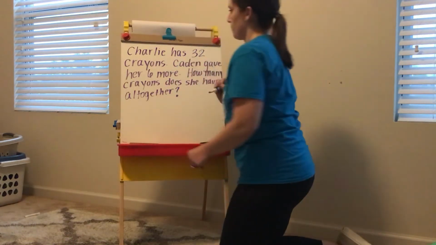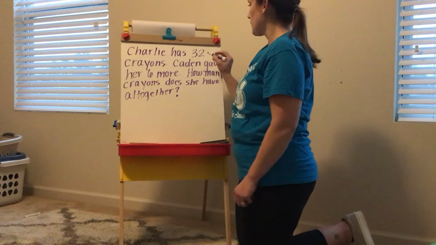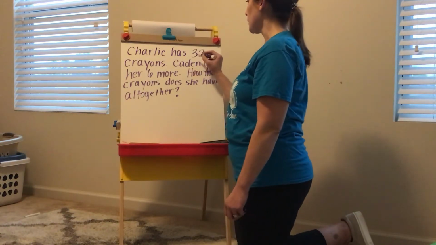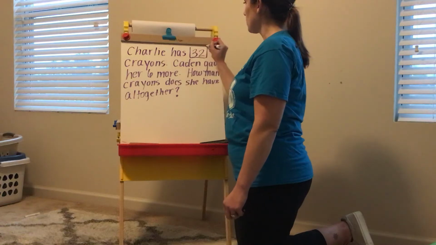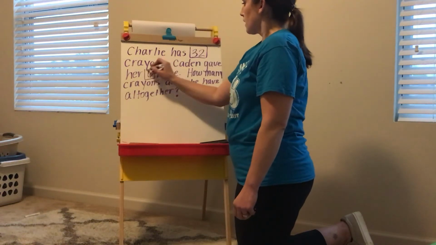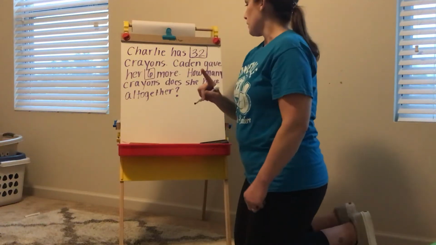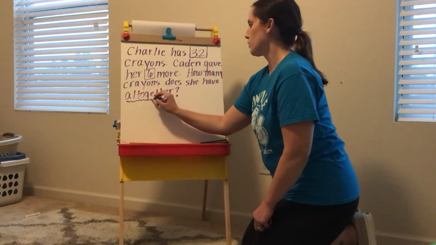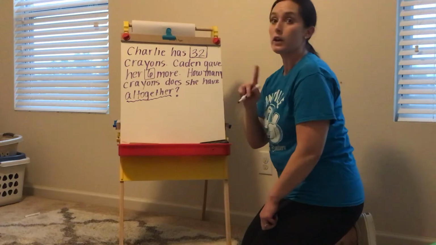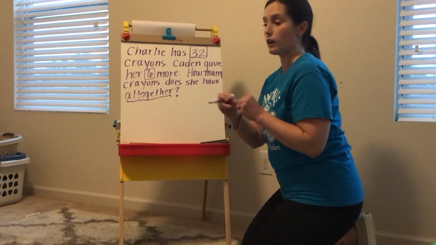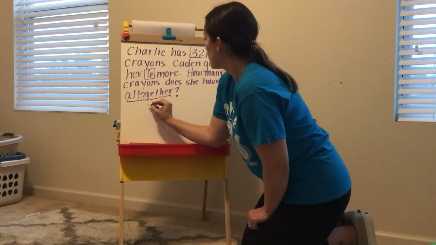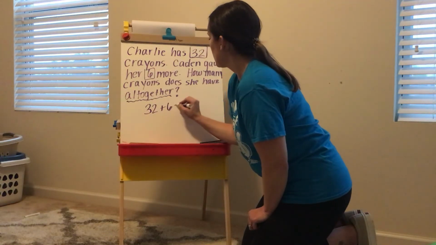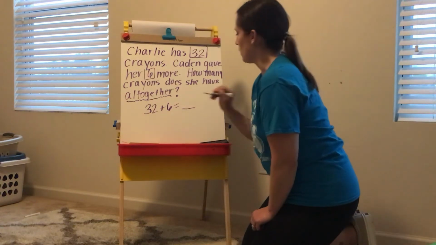Okay. Now we are going to become problem solvers, and we're going to look for the numbers in the problem. So we know we picked 32 and 6, and we're going to look for keywords. So it says, how many does she have all together? So boys and girls, we know when it says all together that we are adding, we're putting them together. So the number sentence would be 32 plus 6 equals, we don't know.